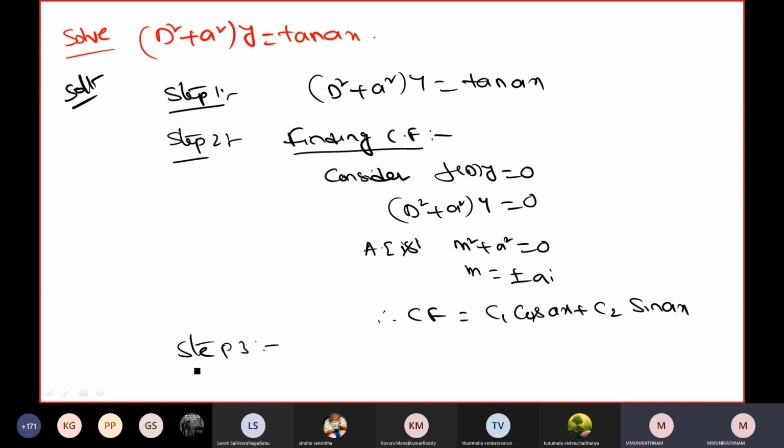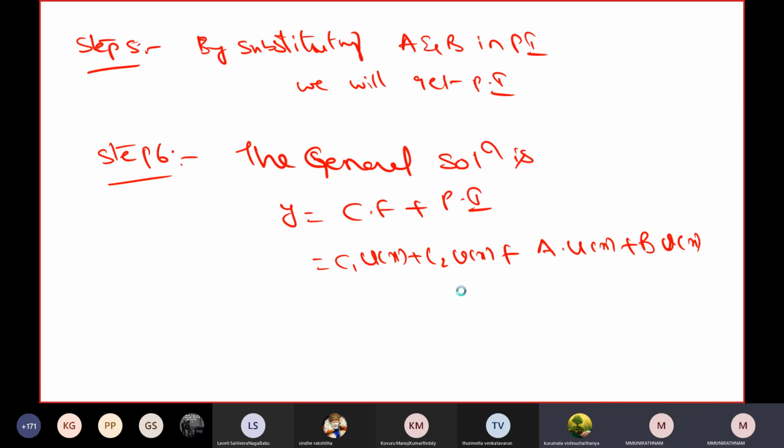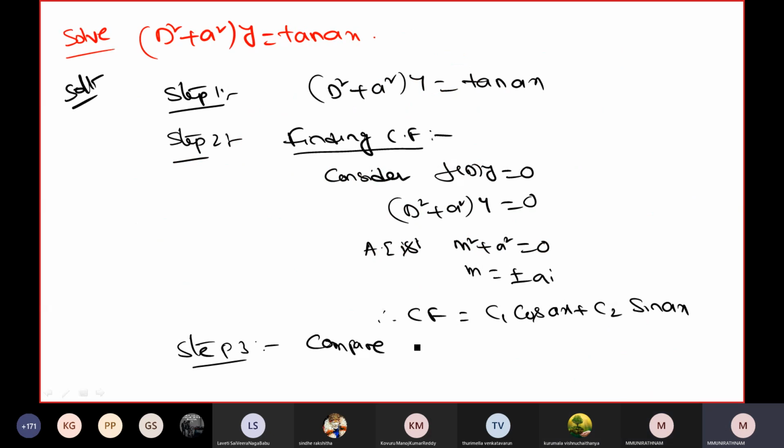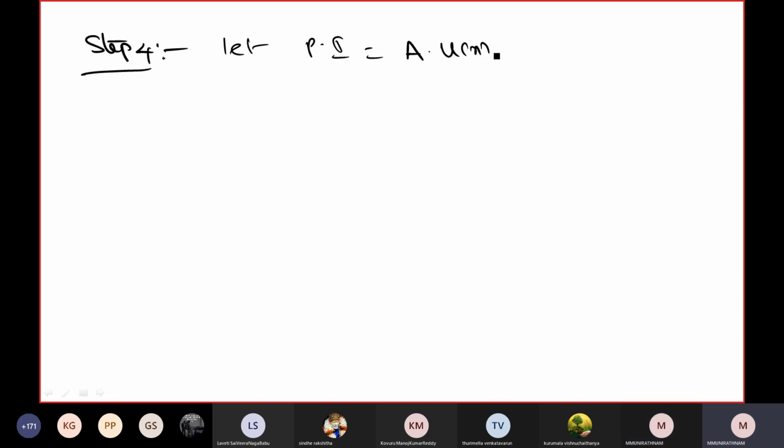What is step 3, anyone? Compare CF with C1 U of x plus C2 V of x. So therefore, what is U of x? cos AX. What is V of x? sin AX. What is step 4? Step 4 is very important. Assume PI equal to A into U of x plus B into V of x. We should assume PI as A into U of x plus B into V of x.